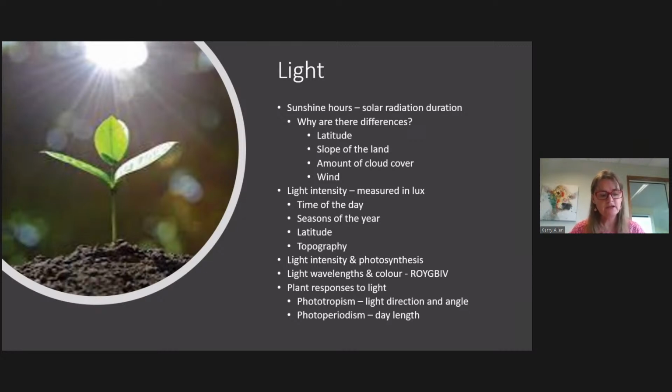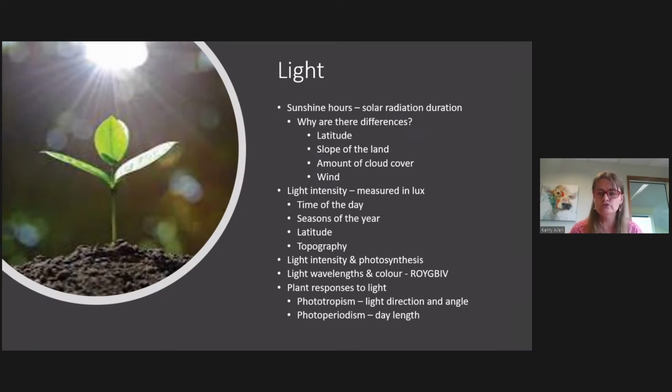Okay, and then we look at photoperiodism, and this is the day length. Some plants are short day plants, some are long day plants, and some are day neutral plants, and that will determine their flowering regime. So some plants, such as chrysanthemums and poinsettias, are short day plants, and therefore they will only flower when the day length is shorter than 12 hours, and therefore they have a longer night length. So that means they flower in autumn.